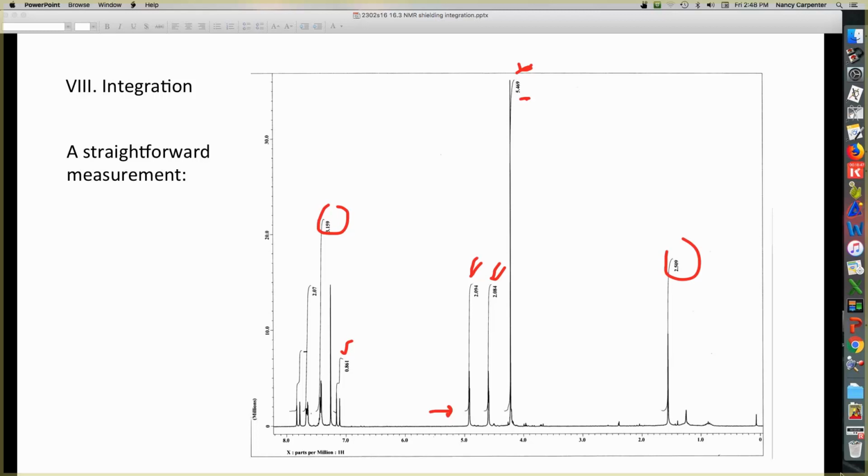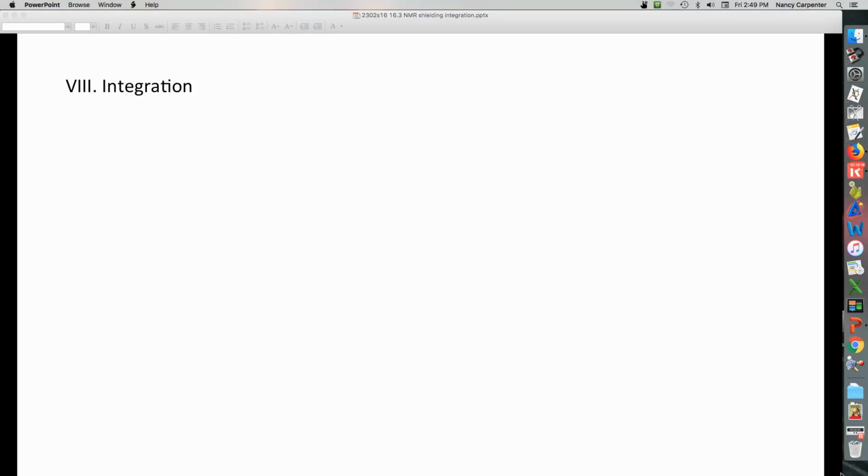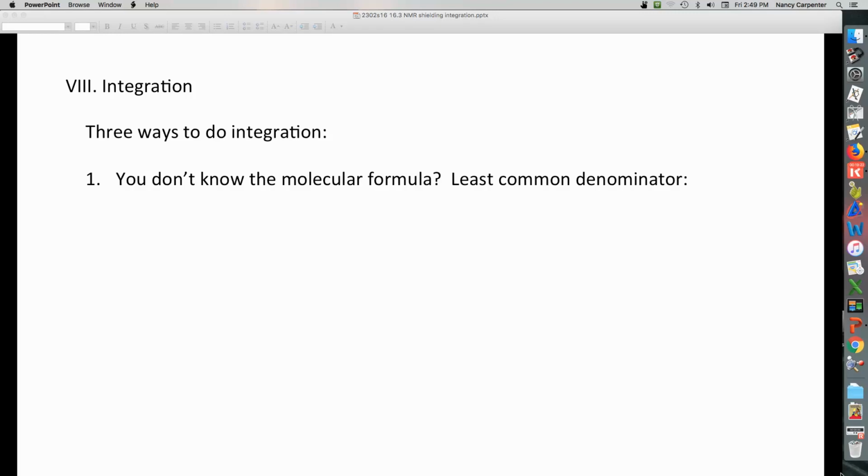They look like integrals. That's why they're called integrations. And what that literally means is the computer is calculating the area under each peak and associating it with the number of nuclei that gives rise to that signal. So it's really a simple measurement that basically allows you to say, oh, for this signal, that's 3 hydrogens. This signal, that's 4 hydrogens, and so on and so forth. However, I should note that these are relative numbers.